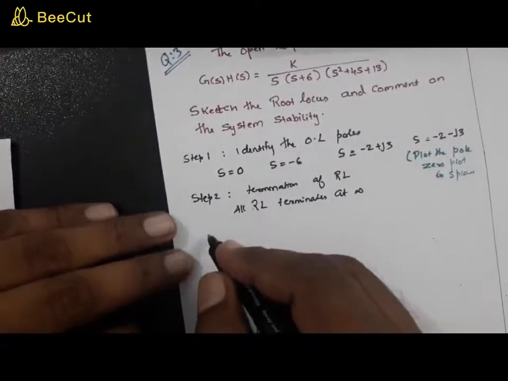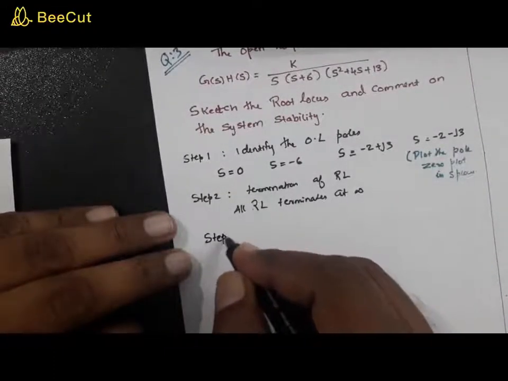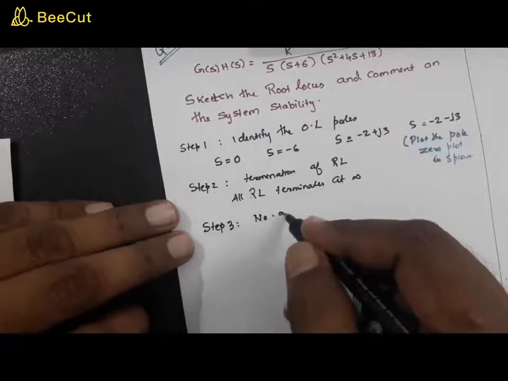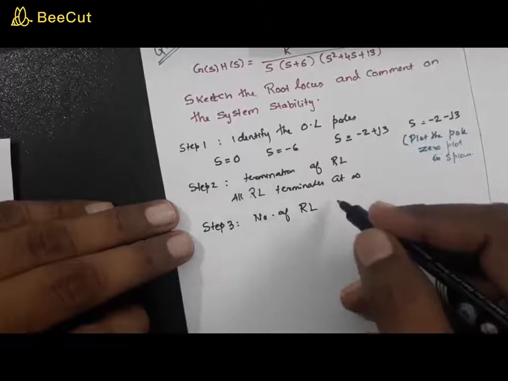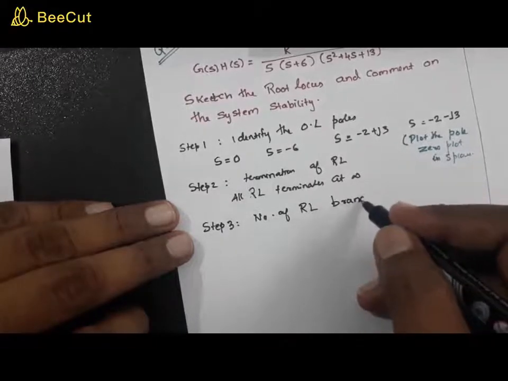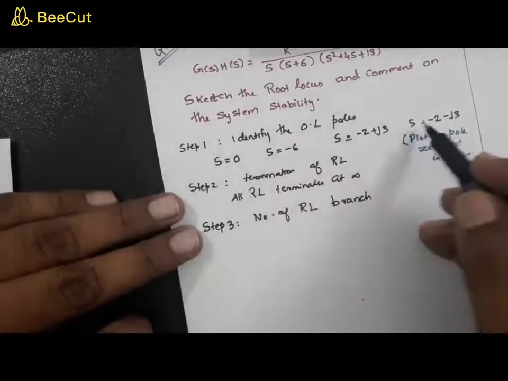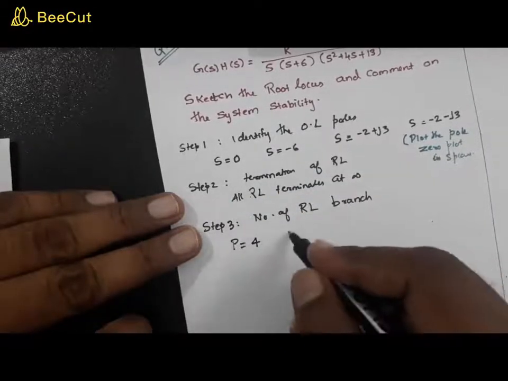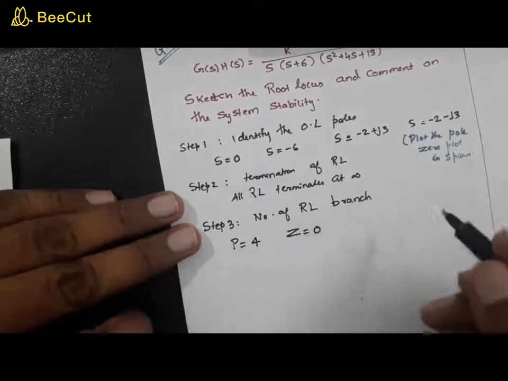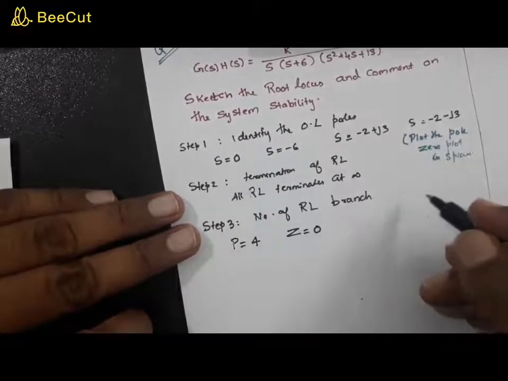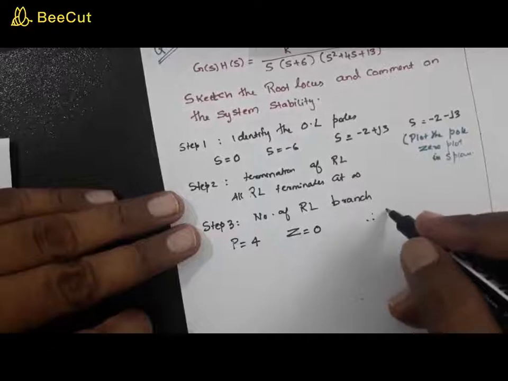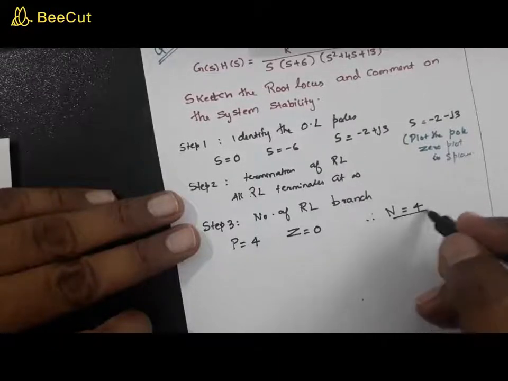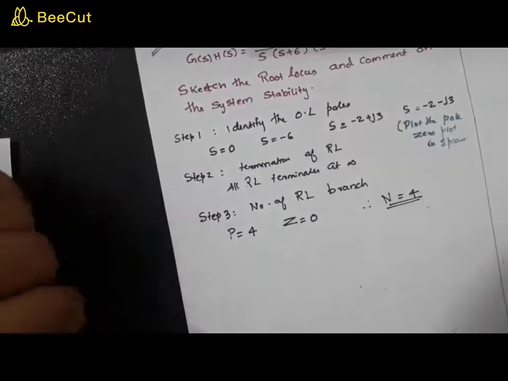Now, what's your step 3? Step 3 is to find the number of root locus branches. The number of poles P is equal to 4, and the number of zeros Z is equal to 0. So obviously, P is greater than Z. Therefore, the number of root locus branches is equal to 4. So you have 4 root loci.